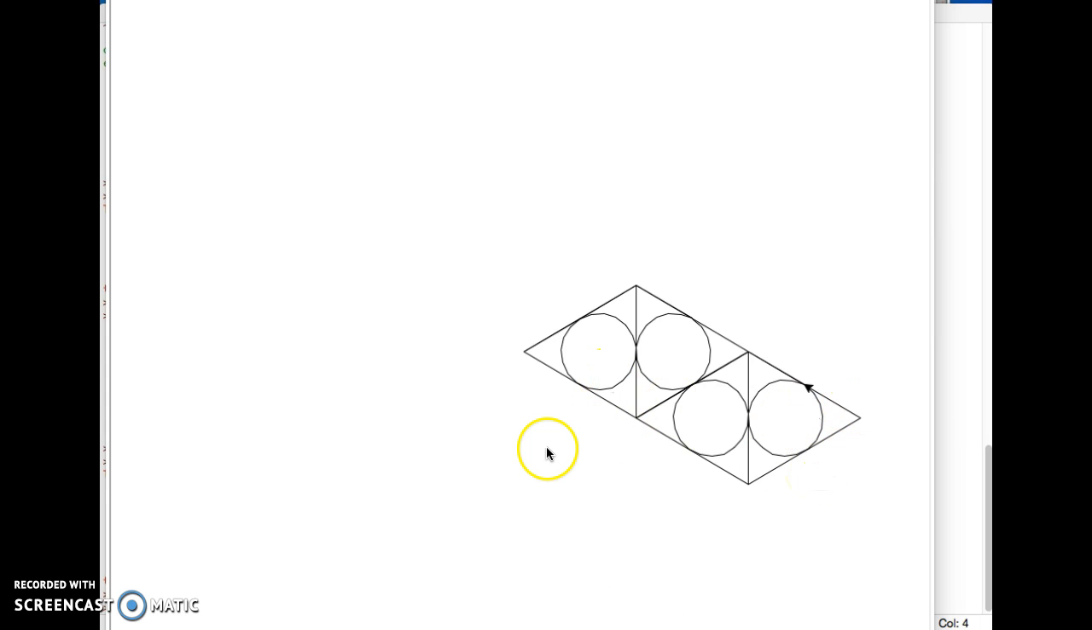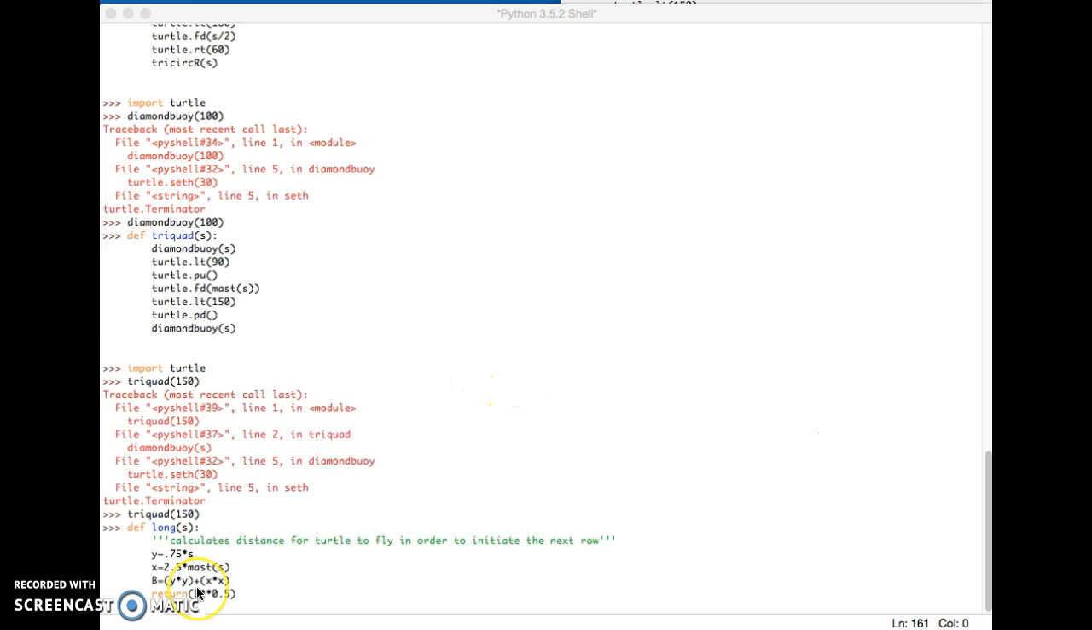But we need to do 5 of these things, so we're gonna need to do a little more math. Now, we have to make a vector, because we're gonna pick up the turtle and jump it to the beginning of the next row, if you follow me. So the distance that it has to jump is calculated by this. So y equals 3/4 the side length, and x is 2.5 times the height of the triangle.